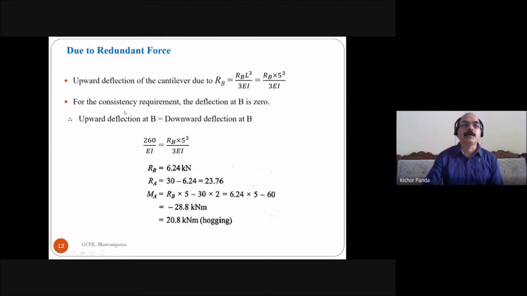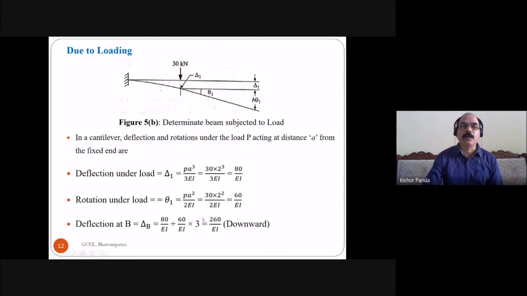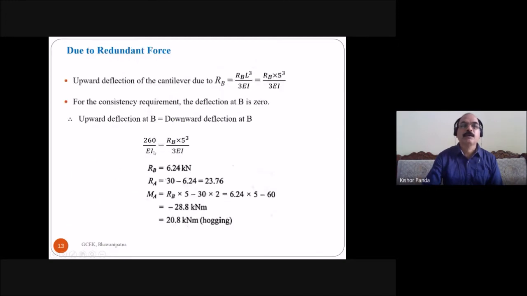Then from the consistency requirement, you know the deflection at B is equal to 0. Therefore, the upward deflection at B is equal to the downward deflection at B. So this is the upward deflection and this one is your downward deflection. 260 by EI is your downward deflection. 260 by EI is equal to RB into 5 cubed by 3EI. Then after simplifying this, you will get RB equal to 6.24 kilonewton.